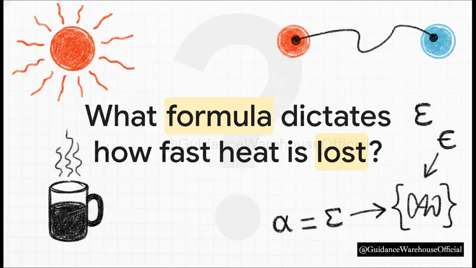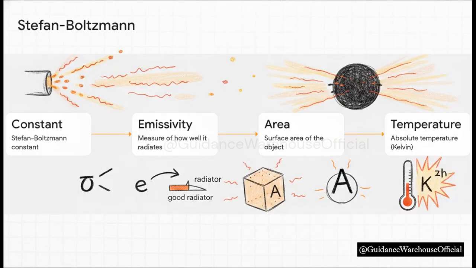But let's shift gears and look at the math. What formula dictates exactly how fast a hot object loses its heat? To figure that out, we use the Stefan-Boltzmann law of radiation. Let's build this step by step like we're at a chalkboard. The rate of heat transfer, which we call Q over T, depends on 4 distinct variables working together.